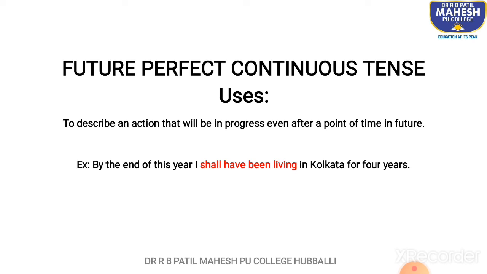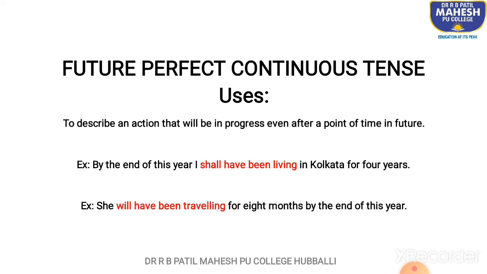By the end of this year, I shall have been living in Kolkata for 4 years. Another example, she will have been traveling for 8 months by the end of this year. So this too denotes future perfect continuous tense, will have been traveling, right? So that is how sentences speaking of future perfect continuous are framed.